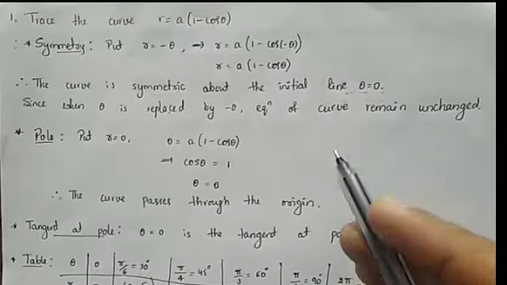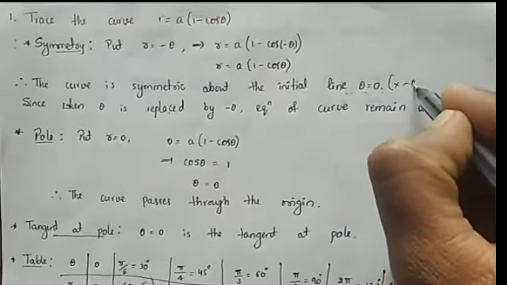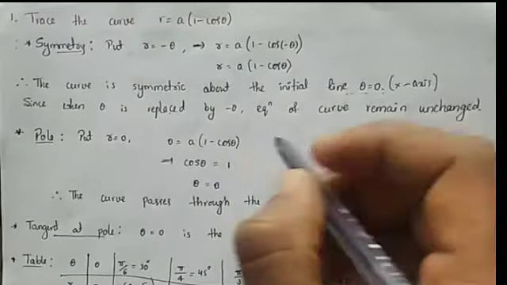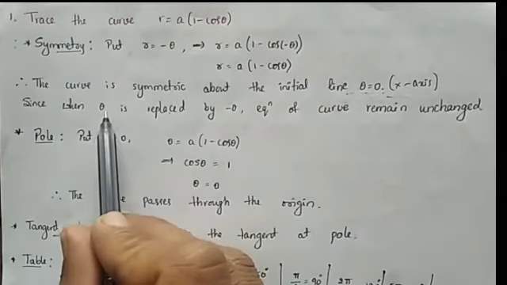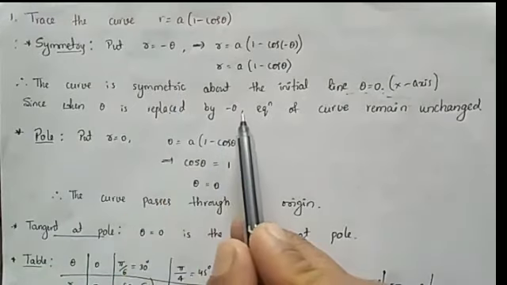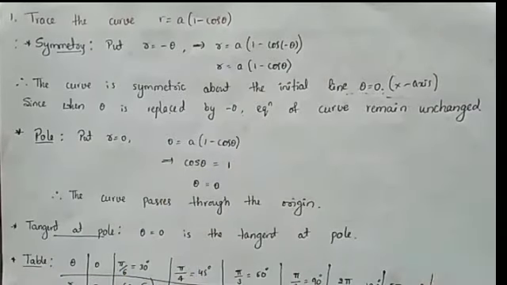Theta is equal to 0, it is nothing but the x-axis. Okay, the curve is symmetric about the x-axis, since when theta is replaced by minus theta, the equation of the curve remains unchanged.